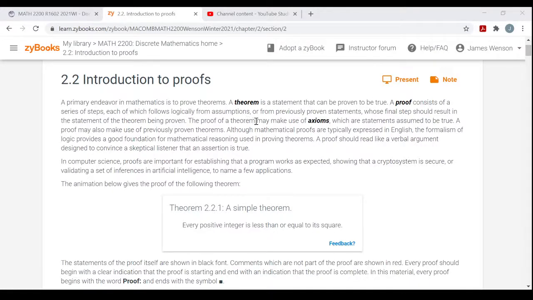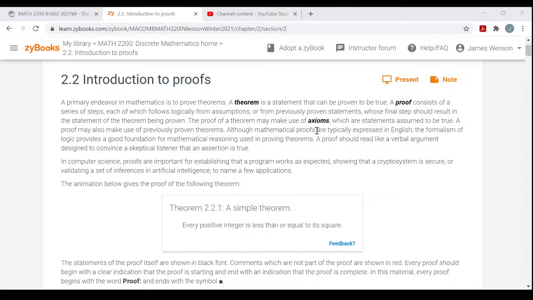The proof of a theorem may make use of what are called axioms. Axioms are statements which are assumed to be true. Okay, so some really basic stuff that you're assuming to be true without actually showing to be true. A proof may also make use of previously proven theorems. If you know something else is true already, you can use that. You can use anything that you know is a truth to help you reason out in a proof.